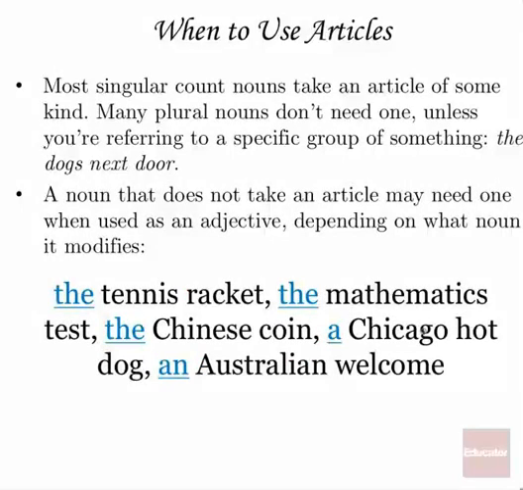Okay. A noun that does not take an article may need one when used as an adjective, depending on what noun it modifies. So, we may not say, I love the tennis, but we could say, I love the tennis racket. Presumably that tennis racket right over there. The mathematics test, the Chinese coin, a Chicago hot dog, an Australian welcome. In each of these cases, you would use an article because what you're really modifying is racket, test, coin, hot dog, which is a kind of food, and welcome.